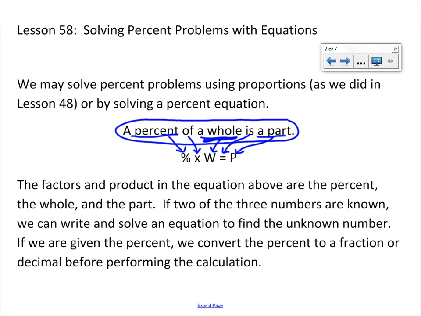The factors in the product in the equation above are the percent, the whole, and the part. If two of the three numbers are known, we can write and solve an equation to find the unknown number. If we are given the percent, we convert the percent to a fraction or decimal before performing the calculation.